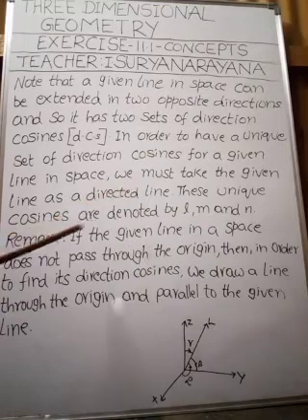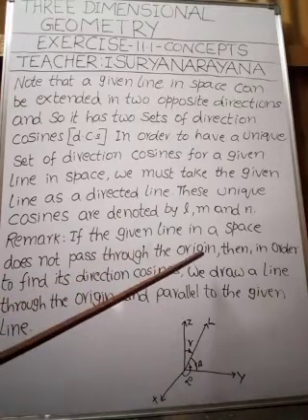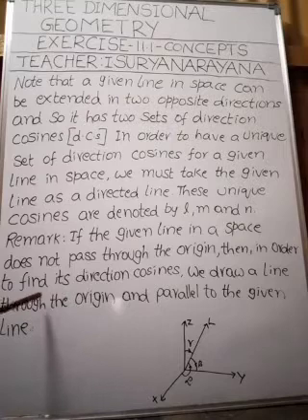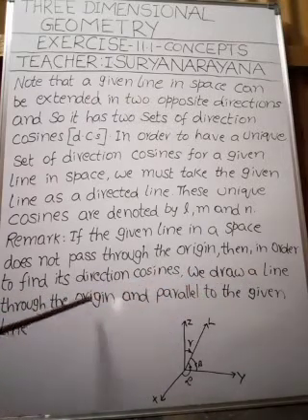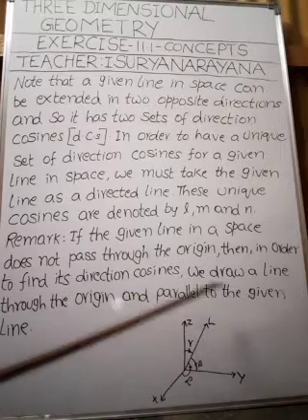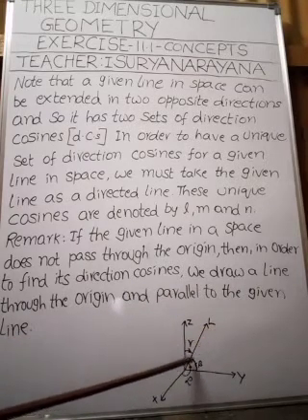Remark: if the given line in space does not pass through the origin, then what should we do in this case? In order to find its direction cosines, we draw a line through the origin and parallel to the given line. Then automatically we get a figure like this.